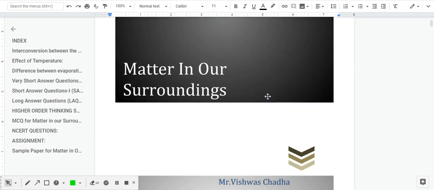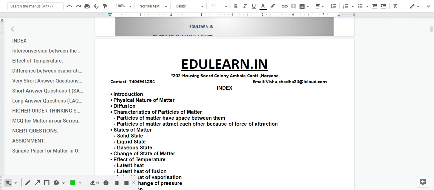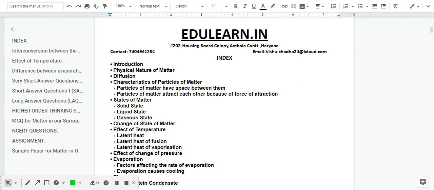That is chapter 1 of class 9. So, in this chapter, we are going to learn about a few things. First of all, we are going to learn about the introduction part. Then, what is the physical nature of matter? Diffusion. What is meant by diffusion?